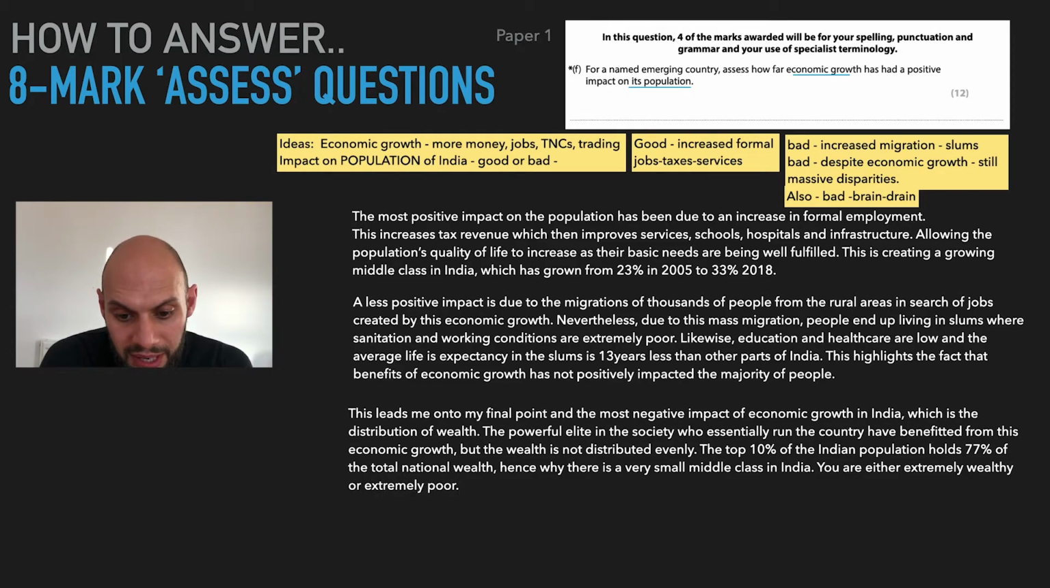So I've given my evidence saying that the top 10% of Indian population holds 77% of the total national wealth. So there's a massive divide. My point was obviously that it's not distributed well, and the evidence for that was saying that the 10% hold this wealth and therefore power. So economic growth has only benefited a few.